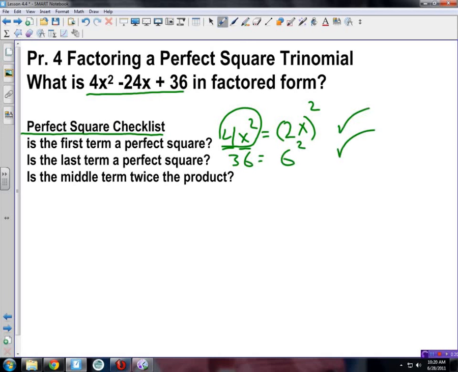Now we just need to write it in perfect square form. Remember, perfect squares look like that. The first term is what we found on the first check mark, so 2x. The second term is what we found on the second check mark. Then we look at the middle term and ask, is this middle term positive or negative? It's a negative. And then this is our perfect square. So that's the perfect square checklist.